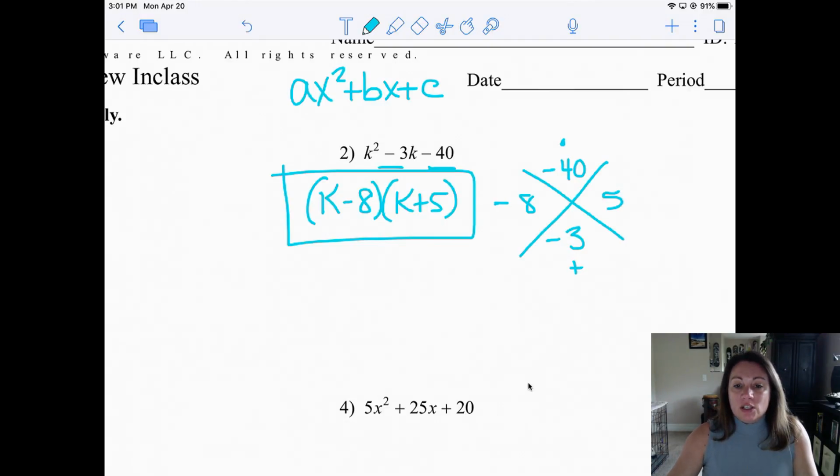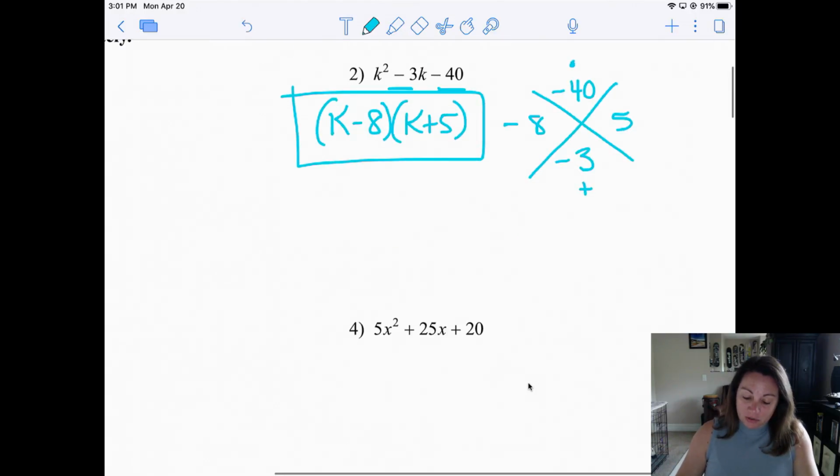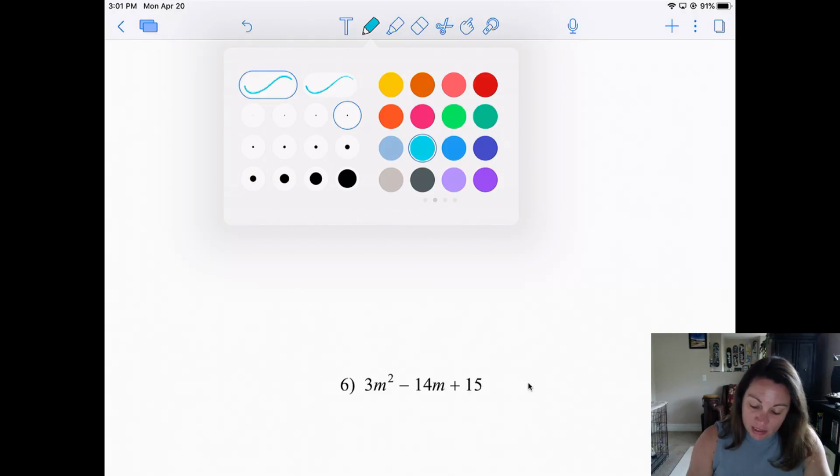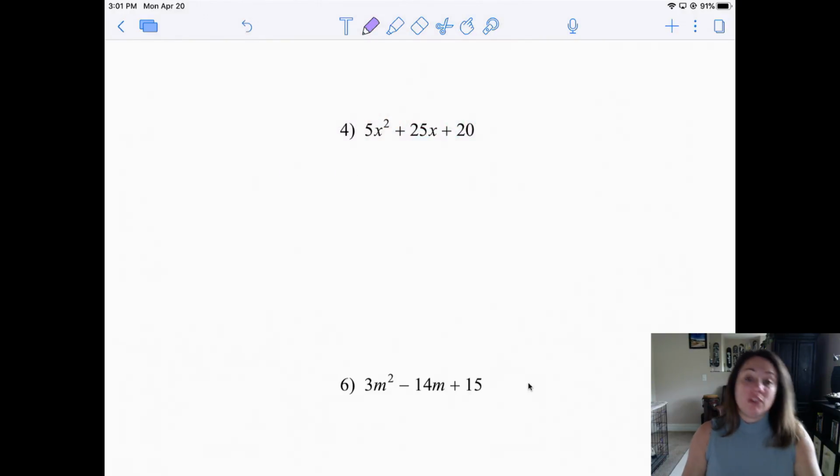Okay, so now the next problem we're going to do is number 4. And number 4 is a problem where the first thing that stands out to me is, whoa, 5, 25, and 20, they all have a common factor. And if I simply can recognize this first and take that greatest common factor, the GCF, out from all 3 terms, then I've taken a complicated factoring problem and turned it into a simple factoring problem.